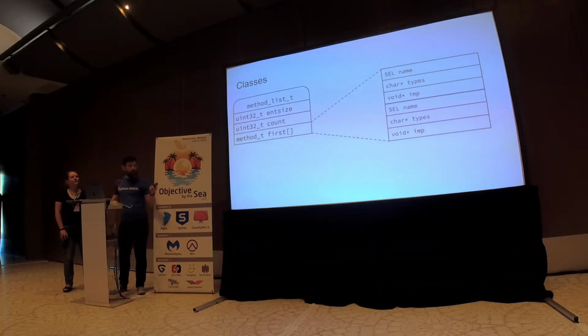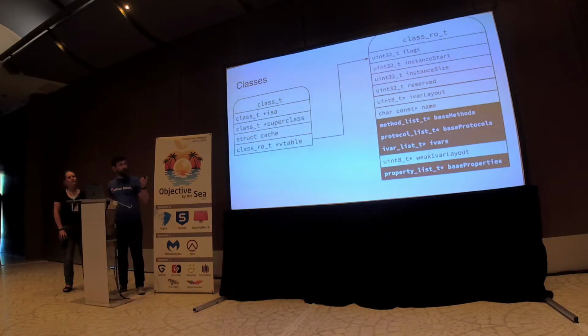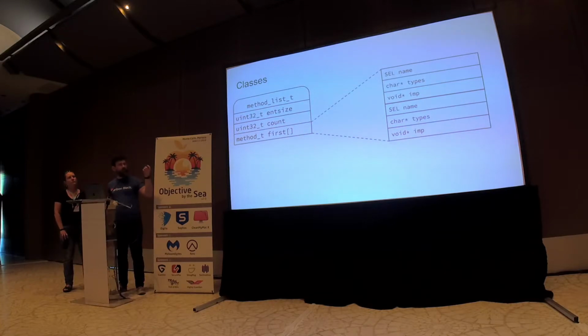And then the method list, which was this one down here, the base methods. This is going to tell you the size of the method_t object structure, and then how many there are for this particular thing. And then there's just an array of that size after the metadata for it.